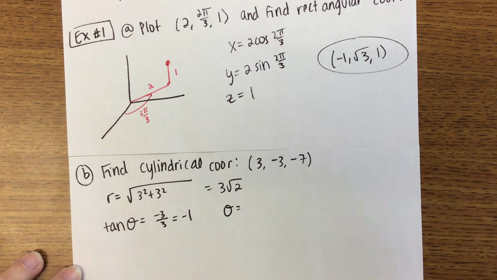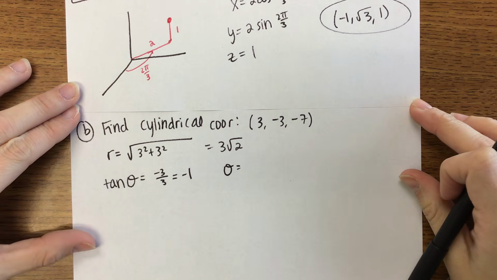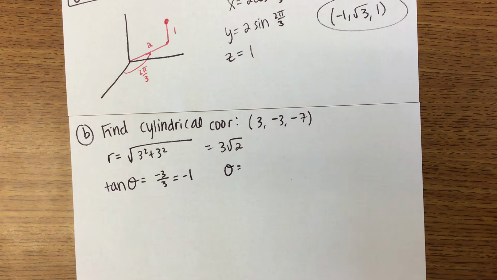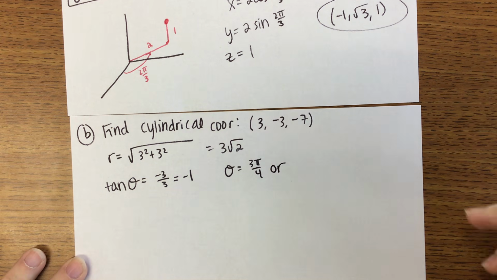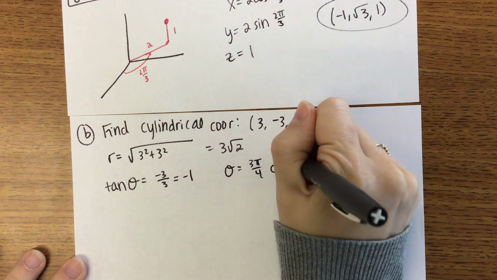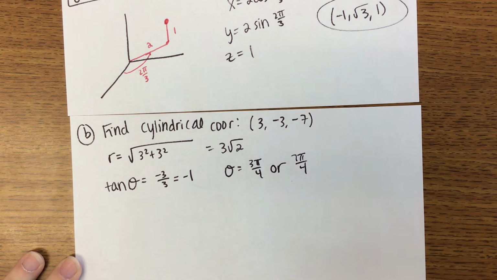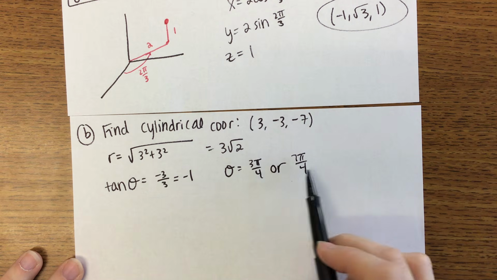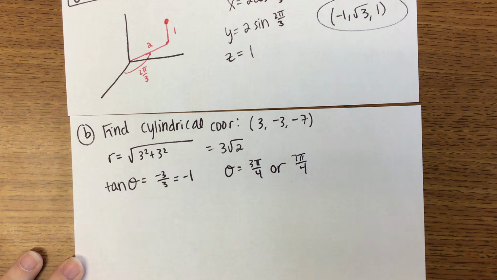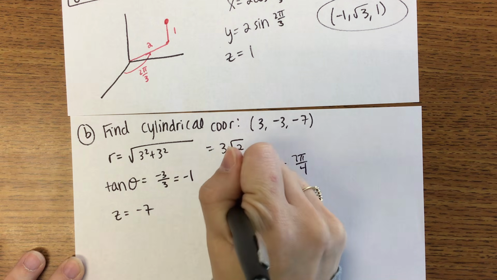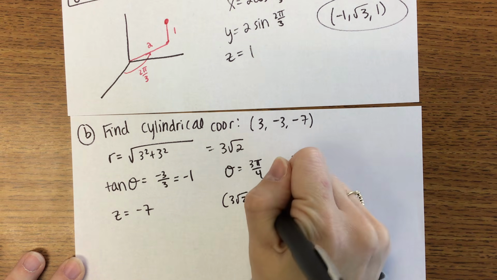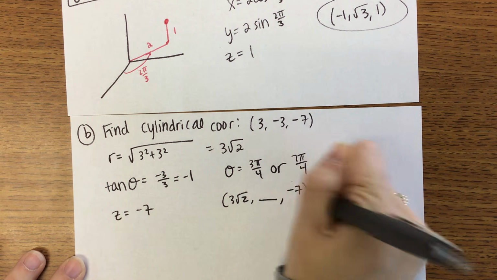Okay, here's where we need to be careful. Tangent of theta is negative 1. Where does that occur? Three pi over 4. Where else does it occur? 7 pi over 4. You have to consider the figure to determine which one is the correct value. And then z is just z still. So we know our point is going to be 3 root 2. So that's our r. Something for theta, and then negative 7.